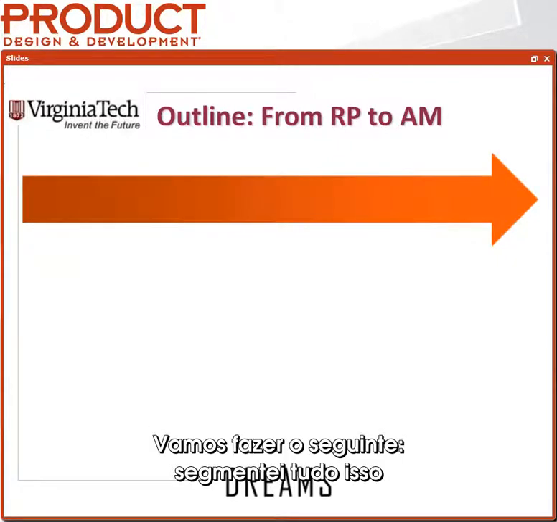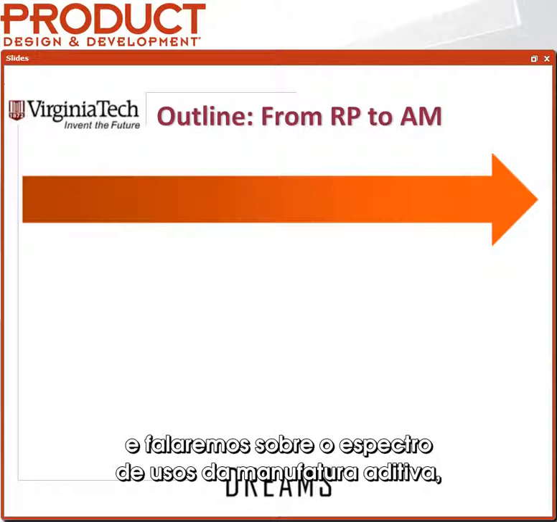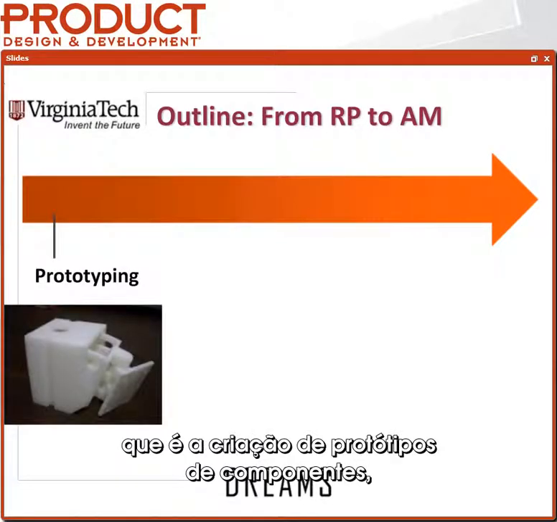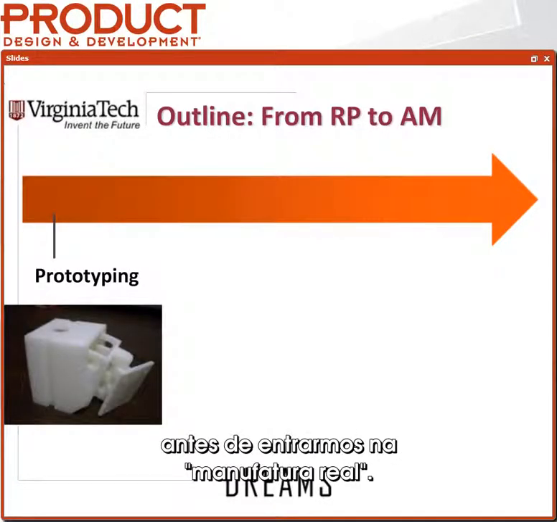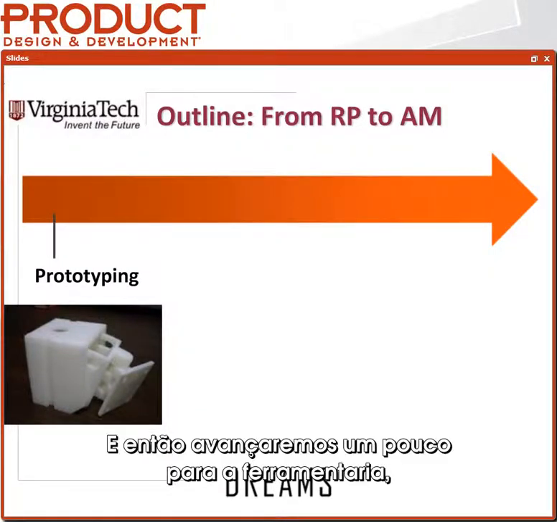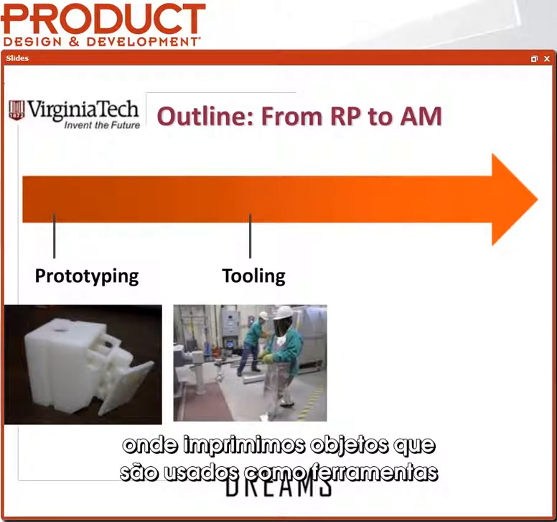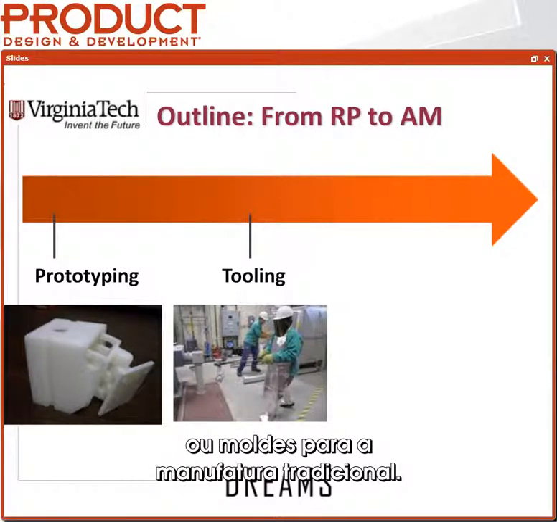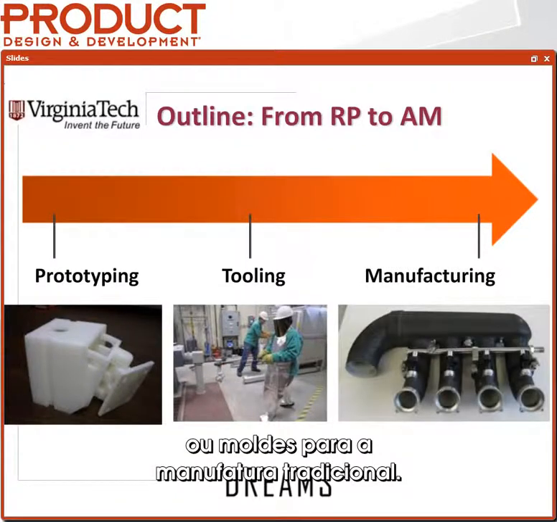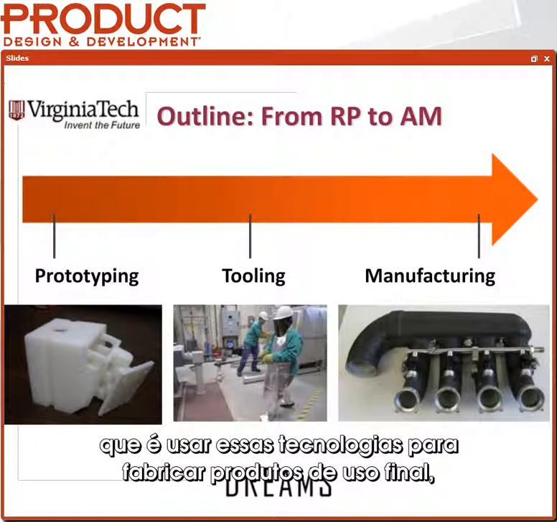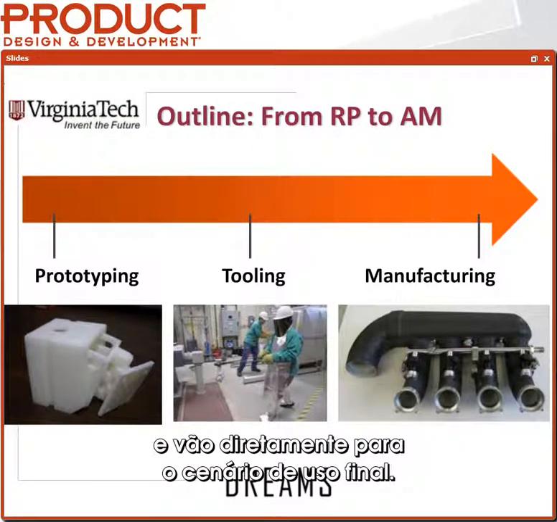What we're going to do is I've segmented all of this in sort of the spectrum of uses of additive manufacturing, ranging all the way from originally what we called rapid prototyping, which is prototyping components before we go to quote-unquote real manufacturing. And then we move up the scale a bit to tooling, where we actually are printing objects to help us set as tools or molds for traditional manufacturing. And then finally, where we really want to be headed, which is using these technologies to manufacture end-use products, products that come off the printer and go straight on to the end-use scenario.